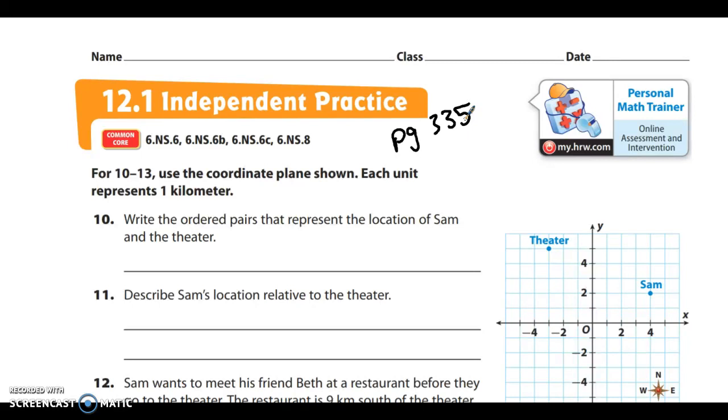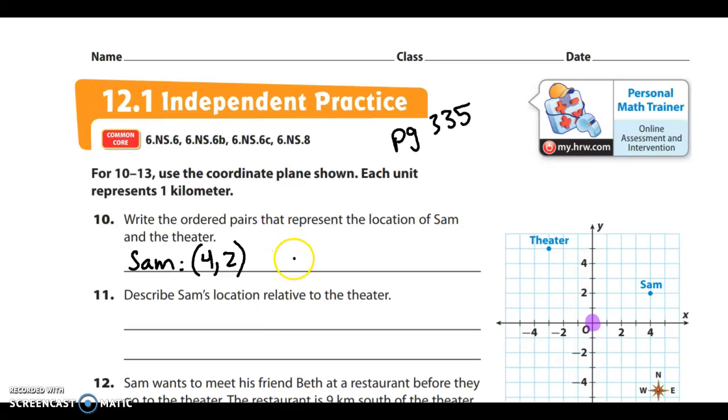So number 10 reads, write the ordered pairs that represent the location of Sam and the theater. So we're going to have two answers here. We start with Sam because that was the one listed first. What are the coordinates for Sam? Well, to get from the origin to Sam, we go 1, 2, 3, 4 spaces to the right. So it's parentheses 4, comma, and then it's 2 spaces up. Since we moved to the right, the 4 is positive, and since we moved up, the 2 is positive. So Sam's coordinates are 4, comma, 2.